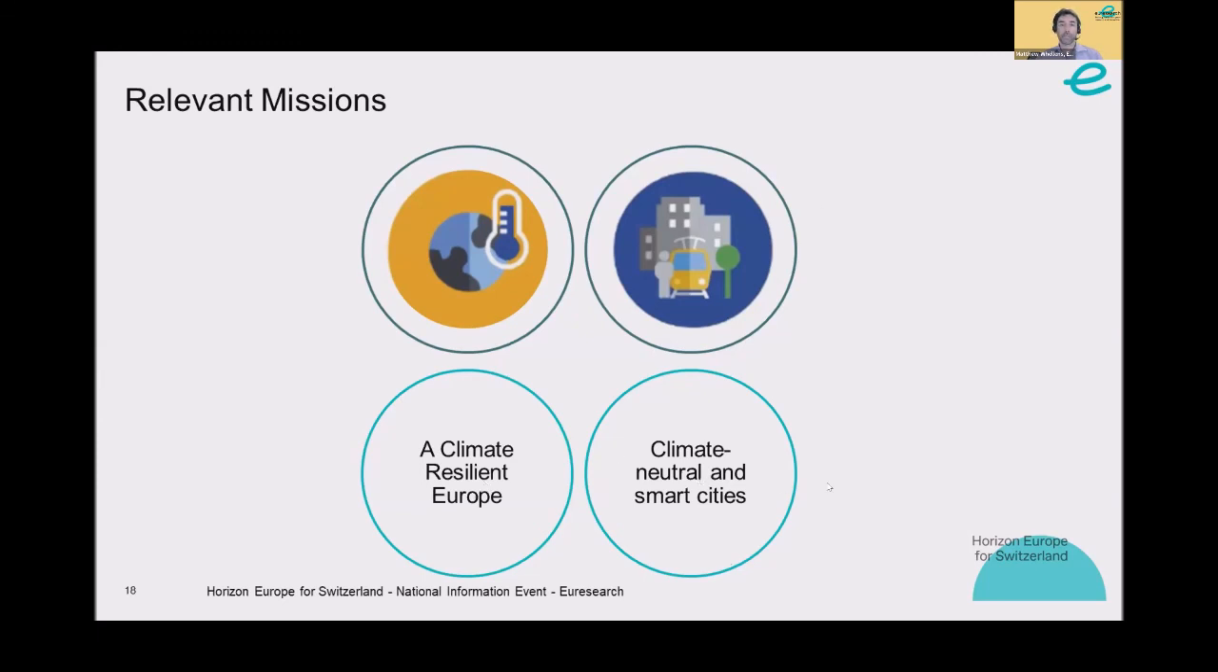And the second very relevant mission is the climate neutral and smart cities. The target here is to get 100 climate neutral and smart cities by 2030 that will act as lighthouse cities for others later on. And of course, to have climate neutral and smart cities, mobility, energy, and climate resilience play a key role. So this is definitely a focal one here.